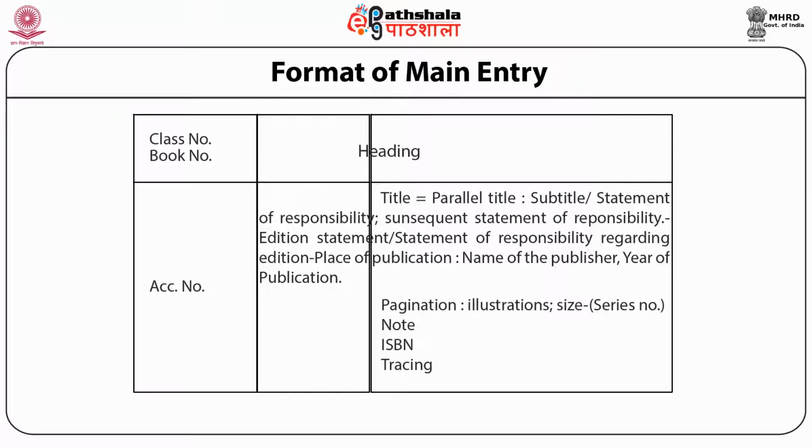If there is a series number, also give the series number. Then note. Just after that, give the note. If there is an important note, you can write. Then you write the ISBN. Then tracing. Tracing, what do you see?